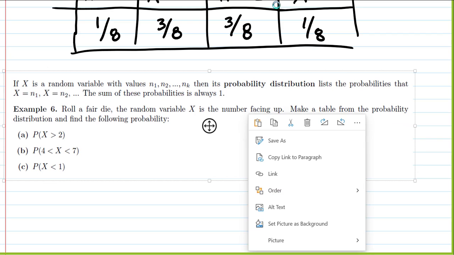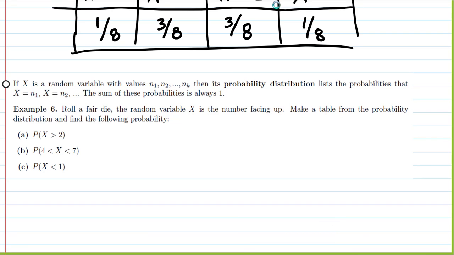So if x is a random variable with values n1, n2 through nk, then its probability distribution lists the probabilities that x equals n1, x equals n2, and so on. And the sum of these will always add up to 1, because the sum of the entire probability space, or the sample space, always has to be 1.